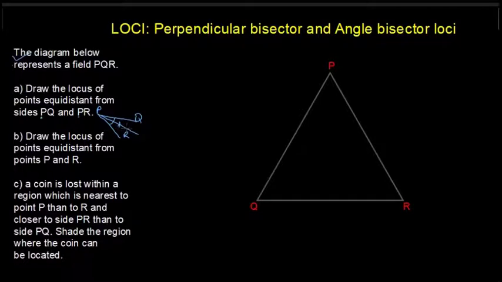So let's call this point X. The perpendicular distance from point X to PQ should be the same as the distance from the same point X to PR. So that is how the term equidistant arises in this problem. Given that we now know it's an angle bisector locus, we are going to carry this out on the diagram.